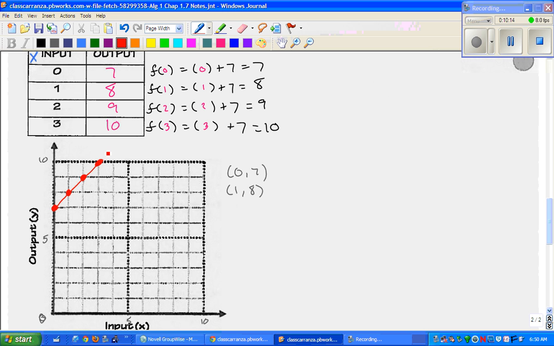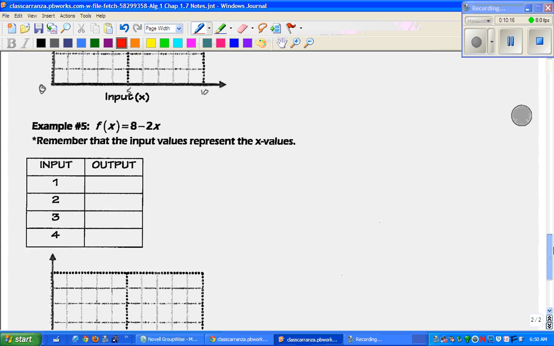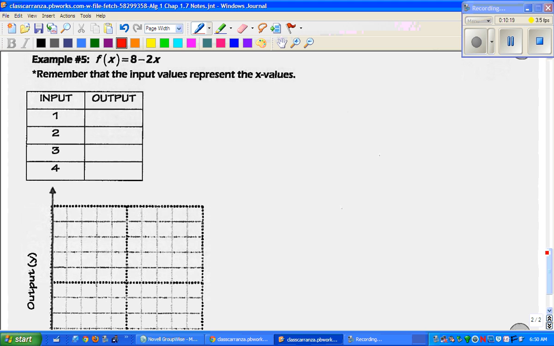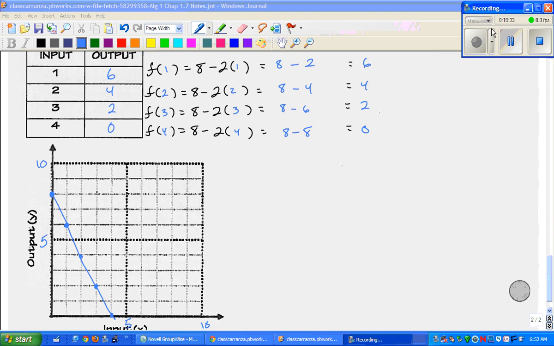All right, why don't you guys try example number 5. Go ahead and pause the video, and then you can see the answers in just a second. Okay, and there are the answers. Now remember, what we did with the graph over here is we made sure to connect the points after we plotted them. And if your graph does not make a straight line, that means you're doing something wrong.